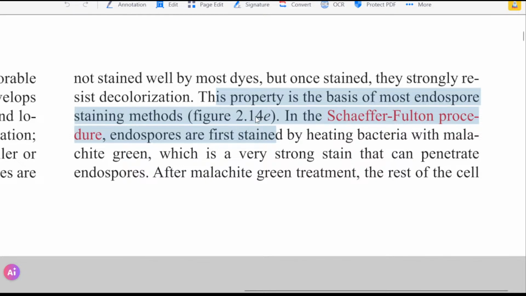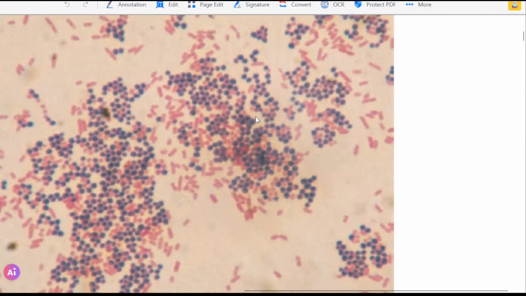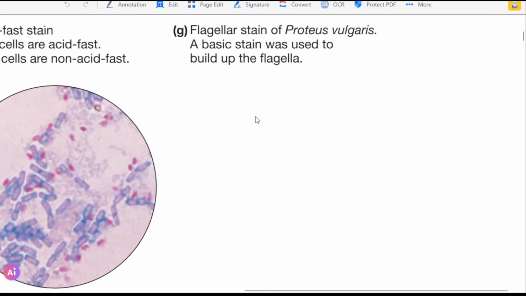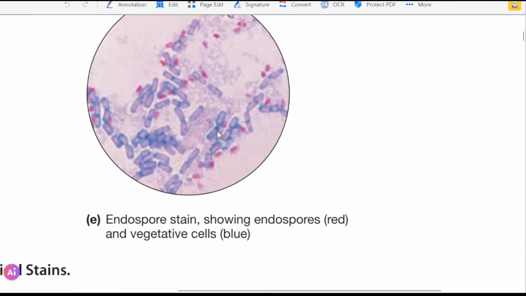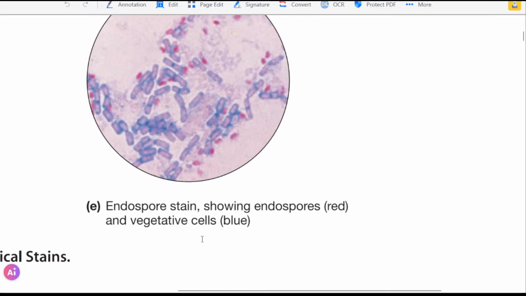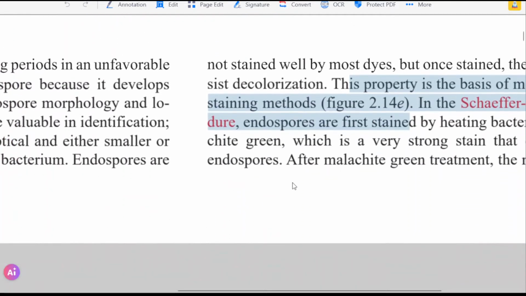So figure 2.14e is here. Look at this. Vegetative cells are the normal cells that live, grow and die. Well, the red ones are the endospores, right? And it is done by staining, of course.